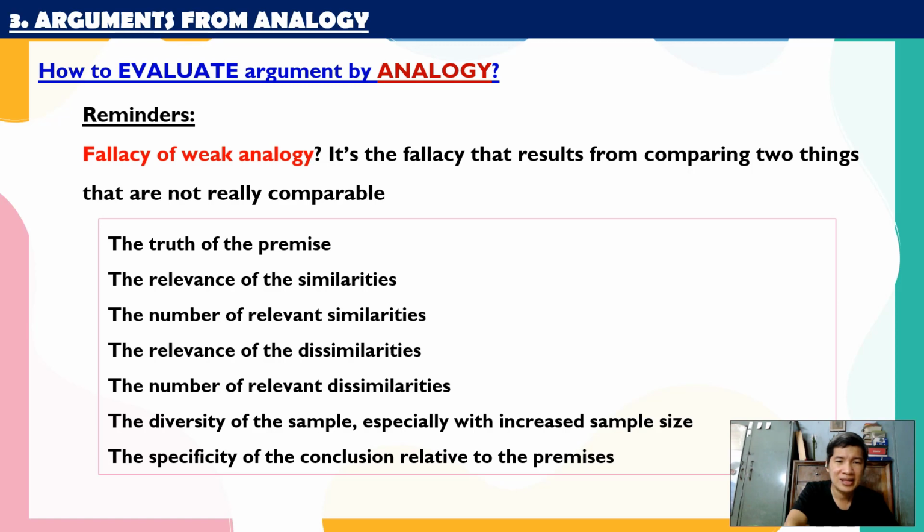Yeah. The fallacy that results from comparing two things that are not really comparable. Very, very basic in life. You can think about this. When you have your boyfriend, or your husband in the future, don't just compare your husband with other guys. Your husband may have this weakness, but he may have many other strengths. And you cannot compare his weakness to other people's strengths.